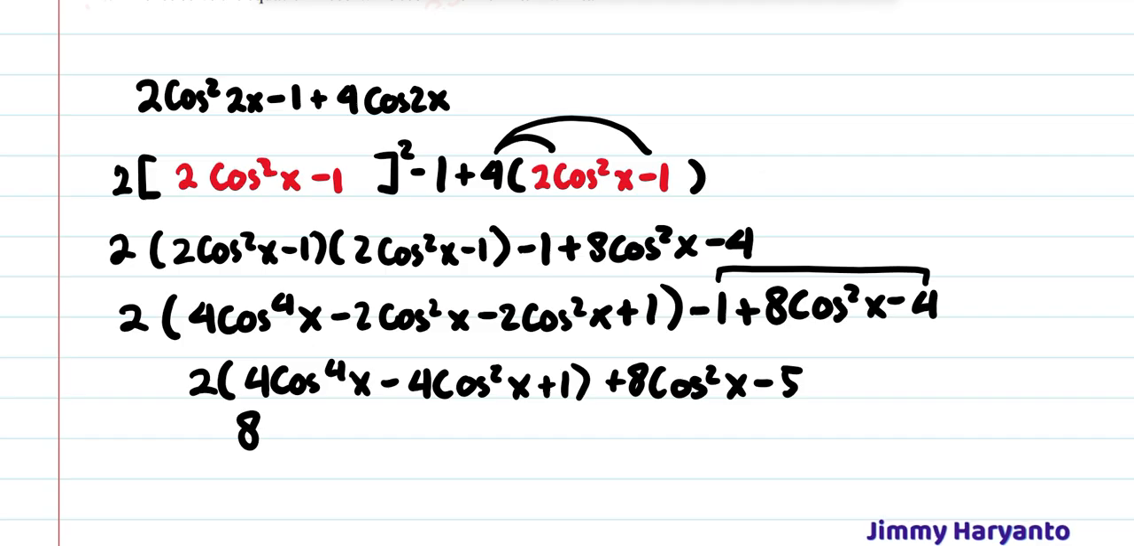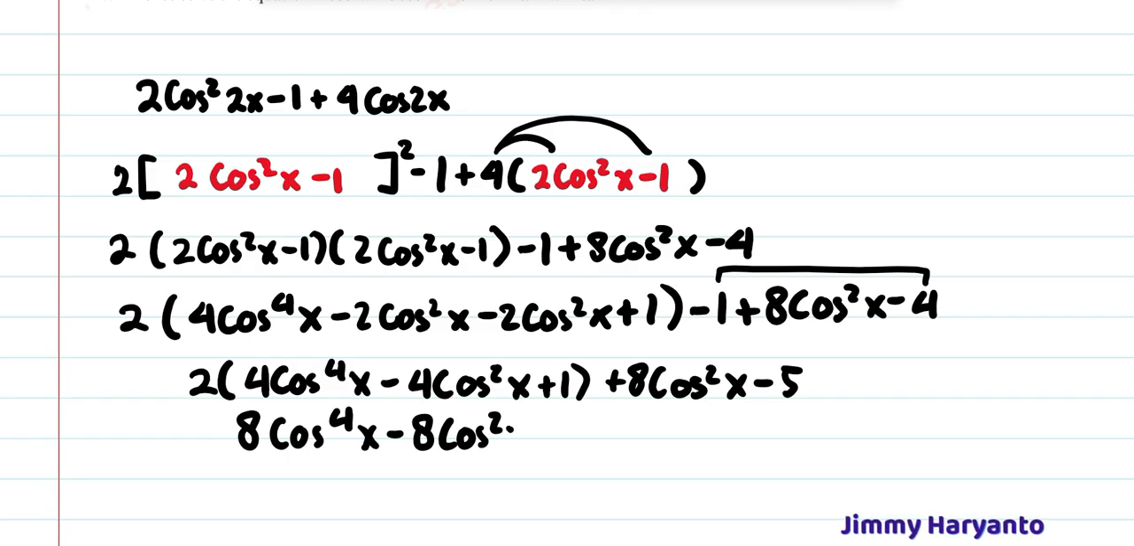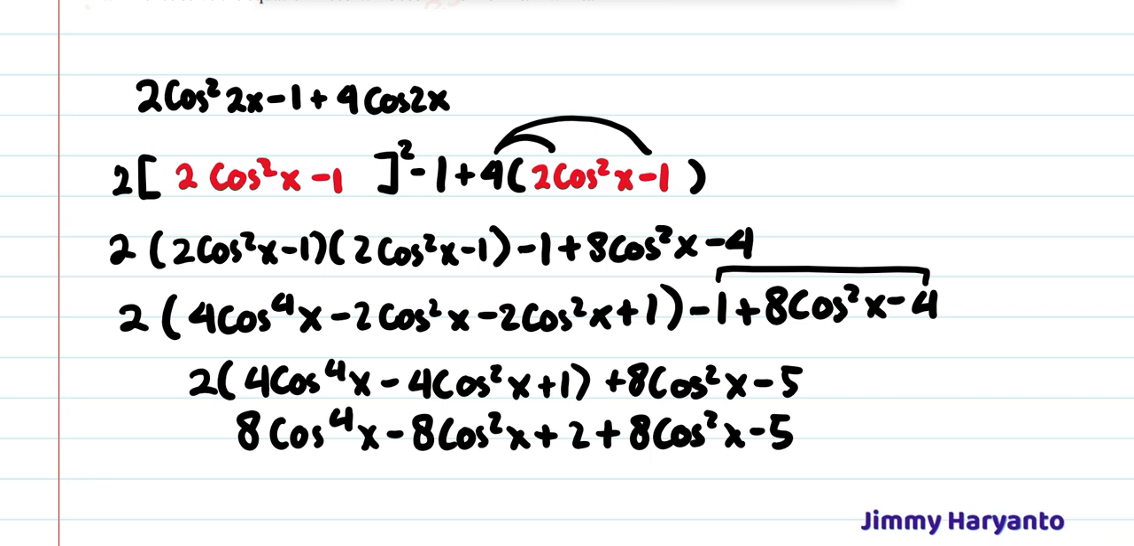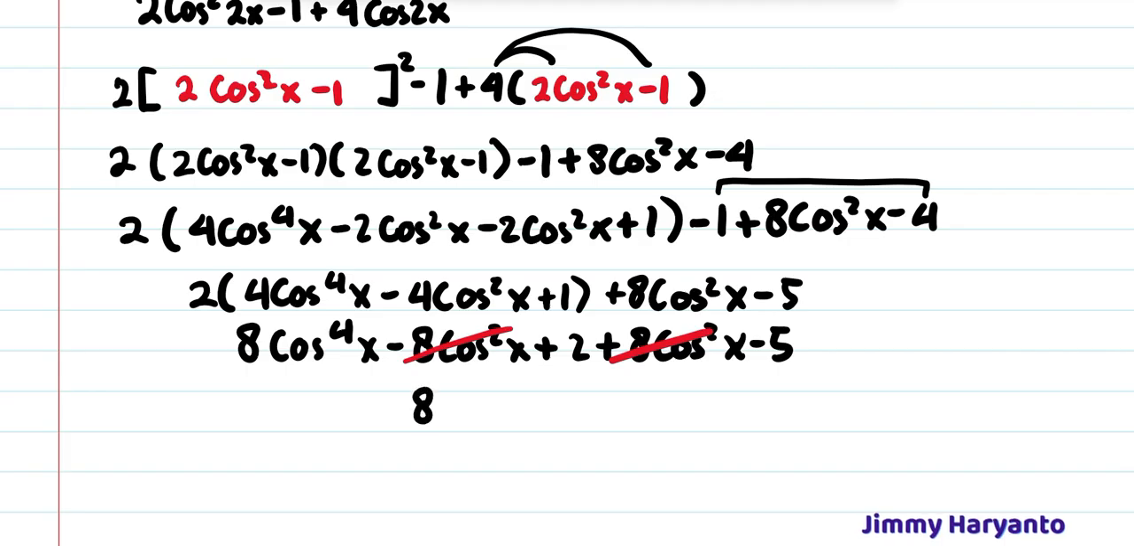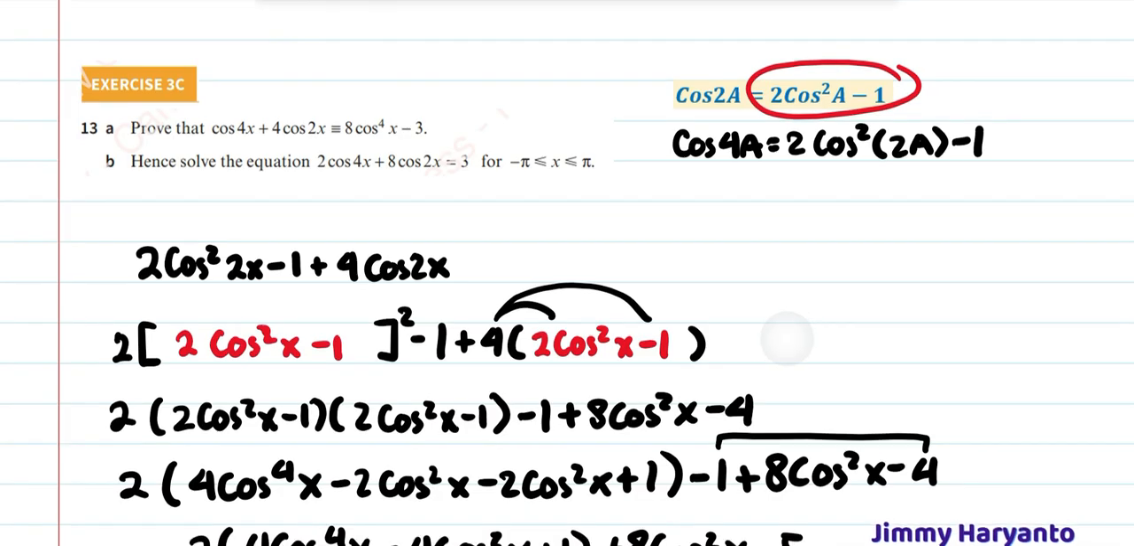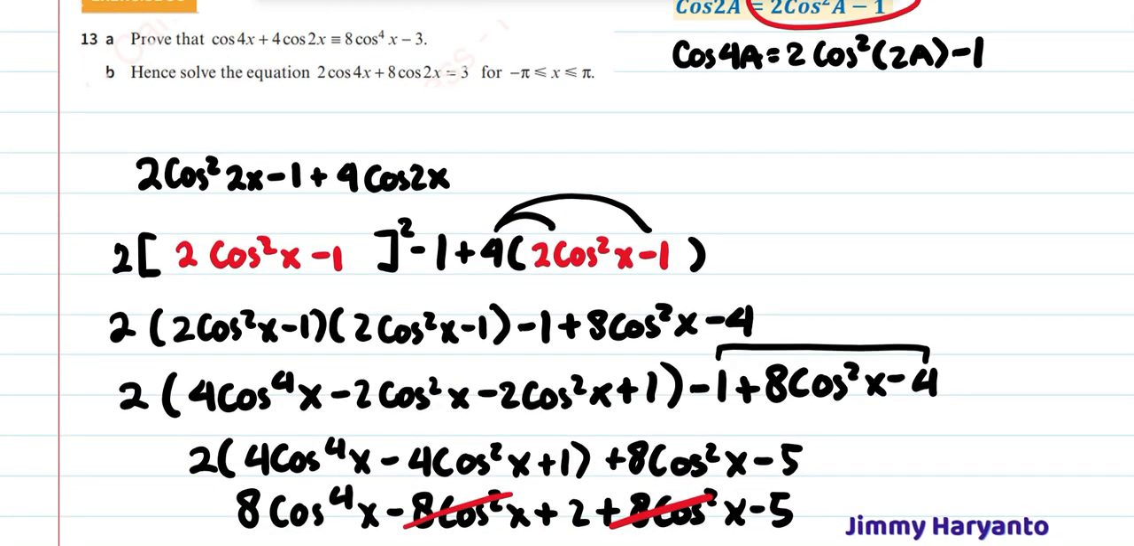Next, multiply the 2. 8 cos to the power of 4x minus 8 cos square x plus 2 plus 8 cos square x minus 5, and then we can cross out this one. 8 cos to the power of 4x, and then minus 3. Am I right? Nice one. And then hence solve that one.